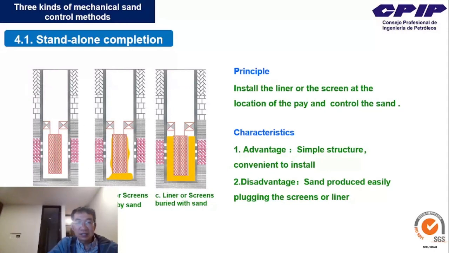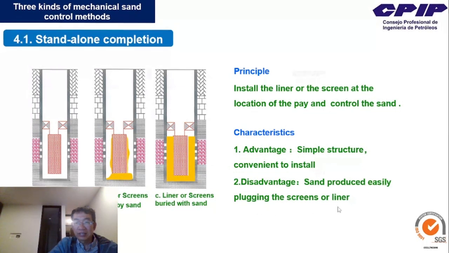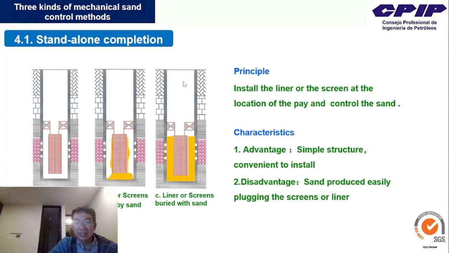We can see the second picture, the liner or screen plugged by sand. This is where we talk about the disadvantage of this completion. Sand is produced easily, and production plugs the screen or liner. And we can see the third picture, the liner or screen burned by the sand. Like this, the sand burned the liner and production was reduced, and it also plugs the liner.